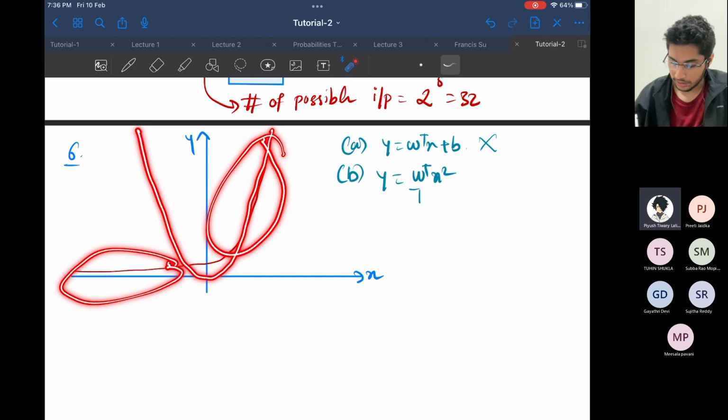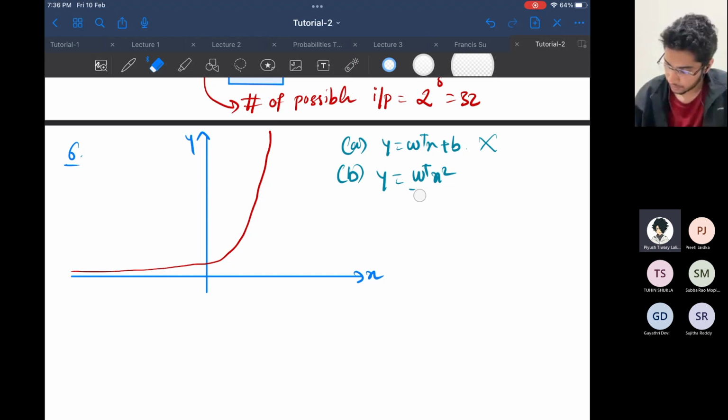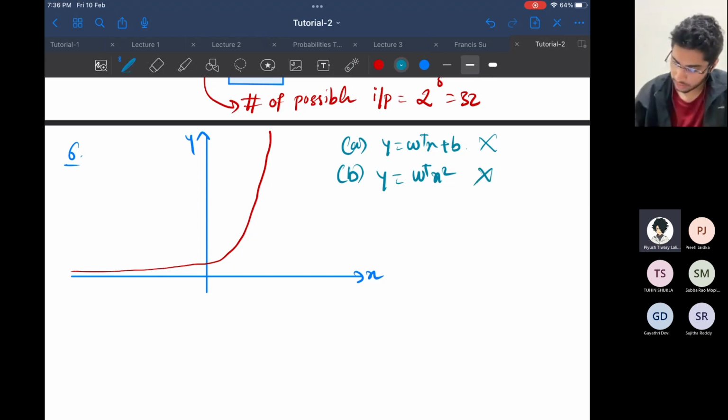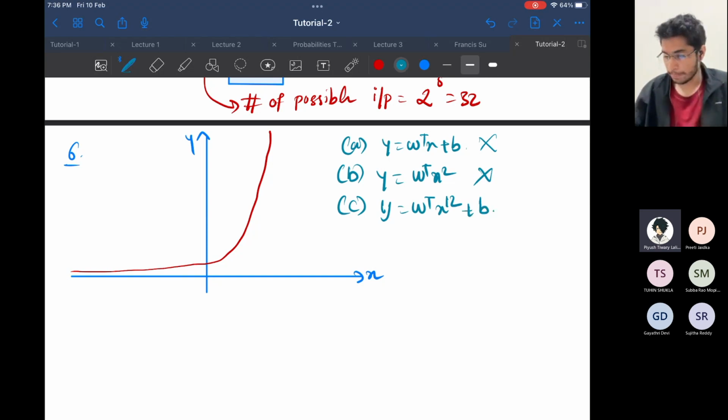So I hope you will agree that this is not a great choice. This won't be able to exactly approximate this function. Okay. So this is also not a good option. So what is the third option? Third is y is equal to w transpose x raised to 12 plus b. Okay. So again, think of it, make this as 1. Okay, so it's like x raised to 12 plus some constant.